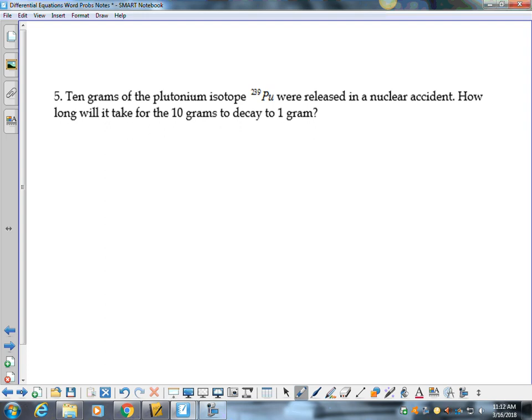10 grams of the plutonium isotope, I'm guessing that's some chemistry, were released into a nuclear accident. Does not sound good. How long will it take for the 10 grams to decay to 1 gram? One piece of information you need to know is that the half-life is 24,100 years. What does that mean when you say it's half-life?